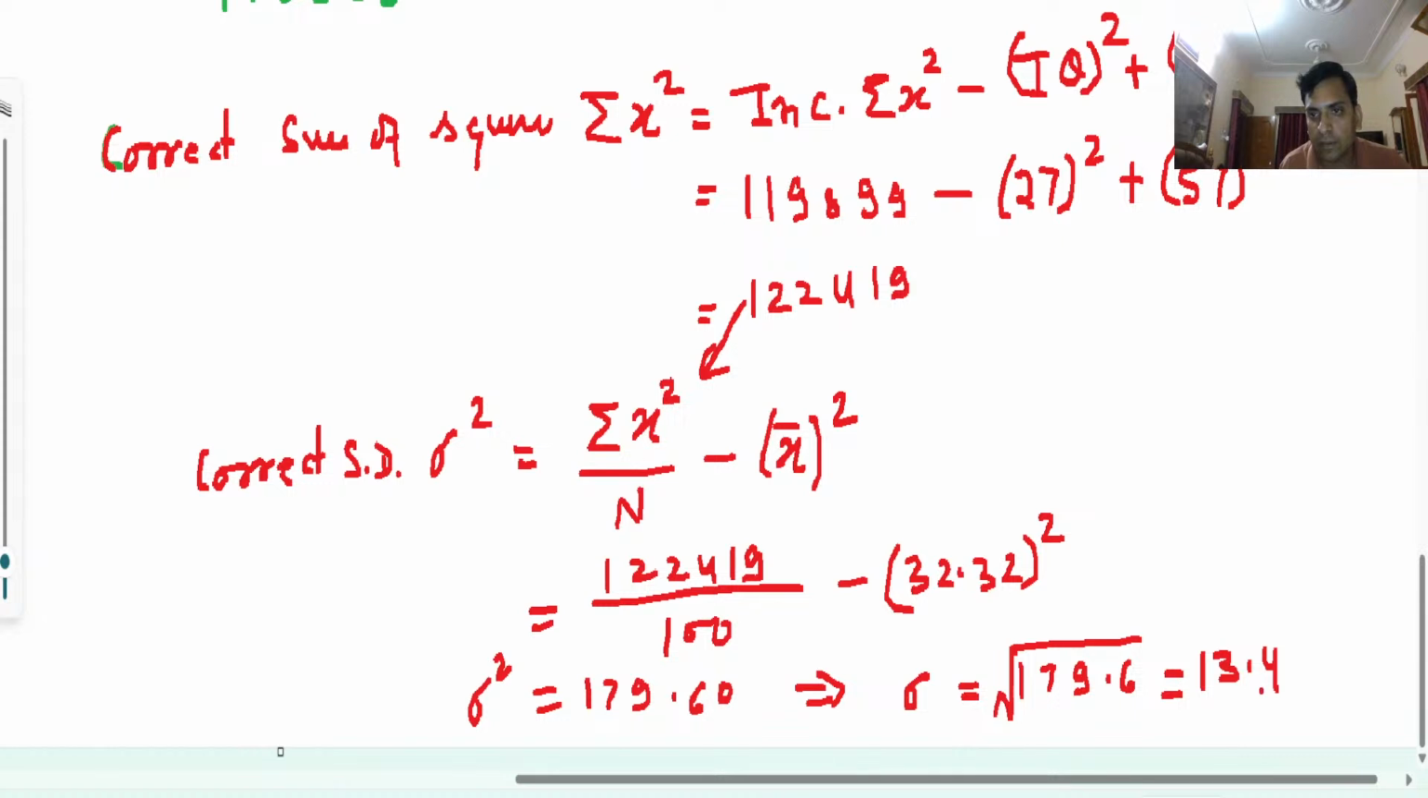I think clear? So if clear, please write yes in chat box. Please write yes in chat box if this concept is clear. Is it audible?